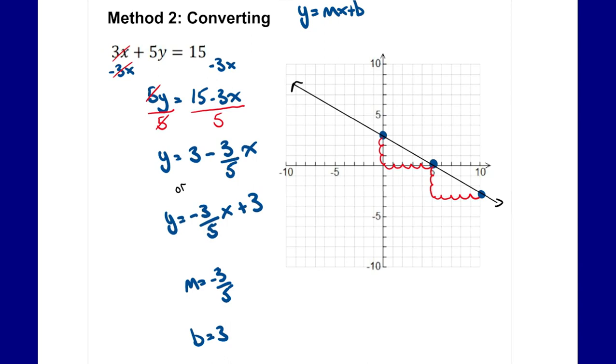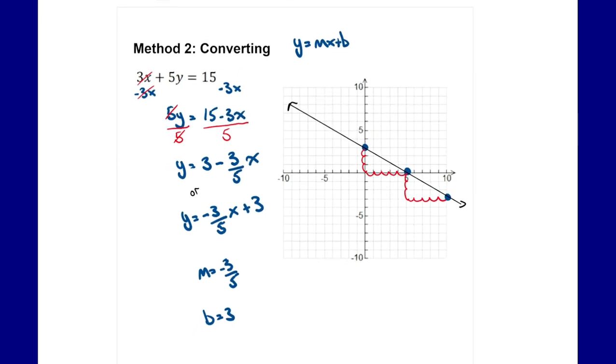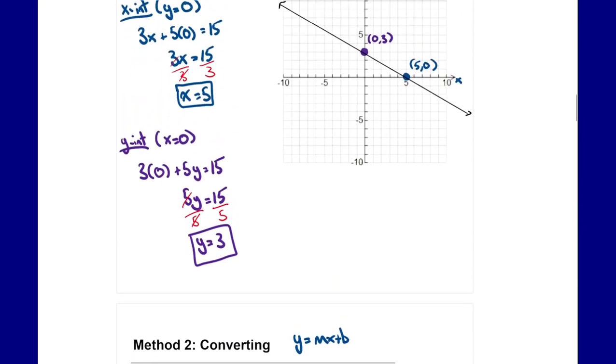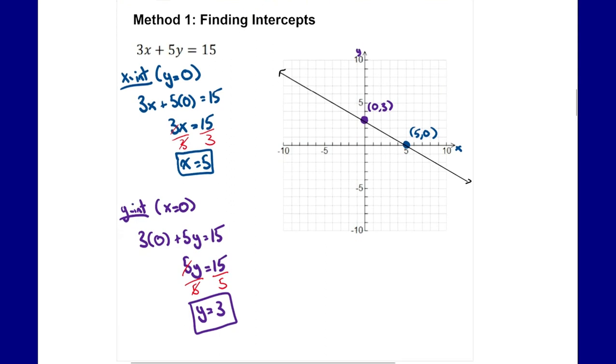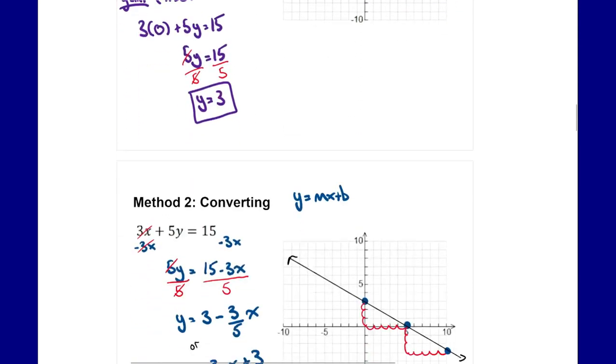So two different ways that you can graph an equation in standard form, right? Whichever method is preferable to you, right? If we want to be more accurate or work with something that we're a little bit more comfortable with, we would probably want to convert to y equals mx plus b. But if we just want to get a quick sense of what it looks like, we can find the intercepts and plot those and graph it from there.